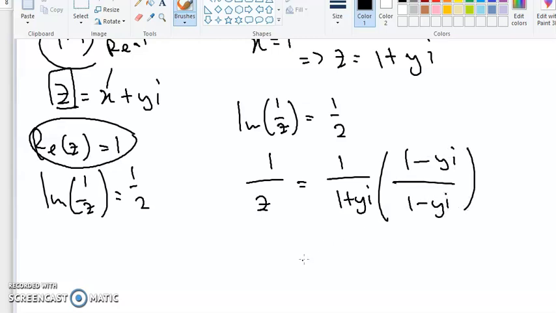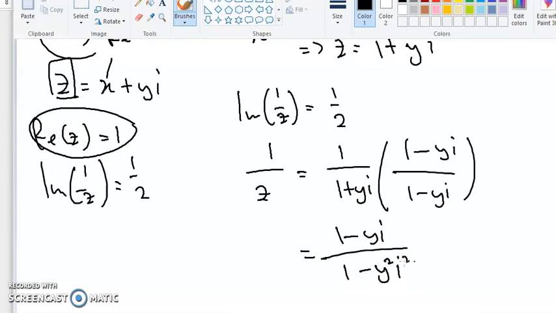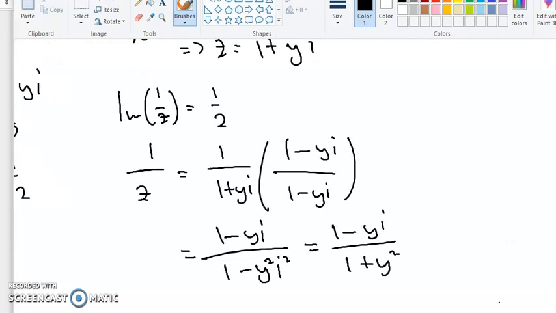So we are going to simplify this one. We will have 1 minus yi over, in the denominator, 1 minus y squared i squared, right? So then we can solve this one. We will have 1 minus yi over 1 plus y squared. Is it right? So therefore, simplifying, we will have 1 over 1 plus y squared minus y over 1 plus y squared i.